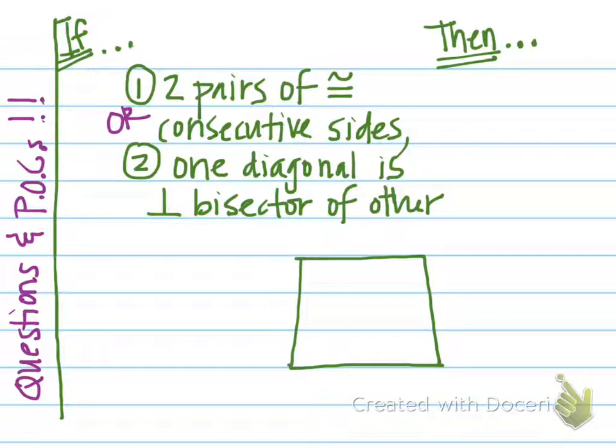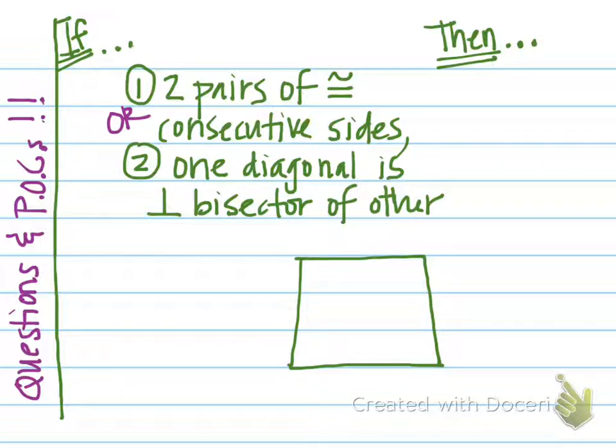All right, we have one more group of tests. All right, last group of tests. If you've got a quadrilateral and you can, number 1, show that you have 2 pairs of congruent consecutive sides. Consecutive means they're next to each other, so these 2 sides are congruent, they have the same length. And these other 2 sides are congruent, they have the same length. There's one test. You have this shape.